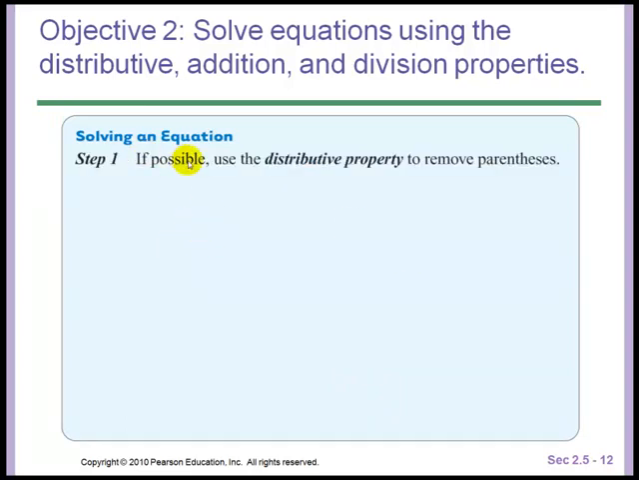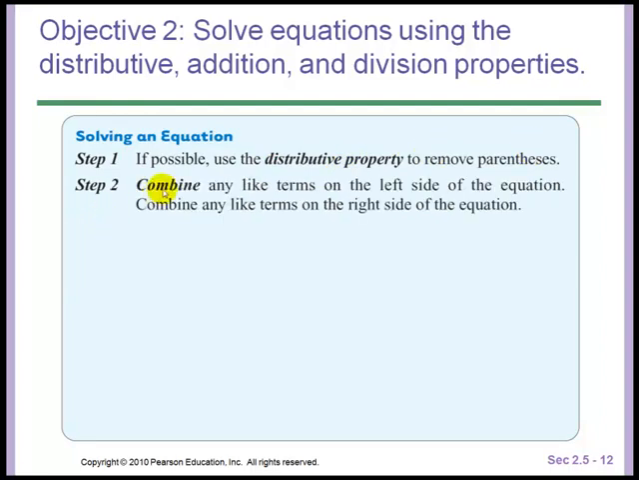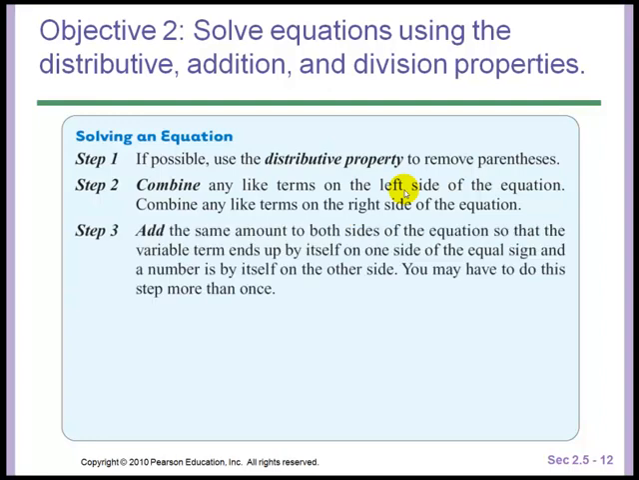Step 1. If possible, use the distributive property to remove parentheses. Step 2. Combine any like terms on the left side of the equation and combine any like terms on the right side of the equation. Be very careful. When you're combining like terms, you don't change the signs. You're just combining things on one side of the equation with one another, and you're combining things on the other side of the equation. You're not changing signs.